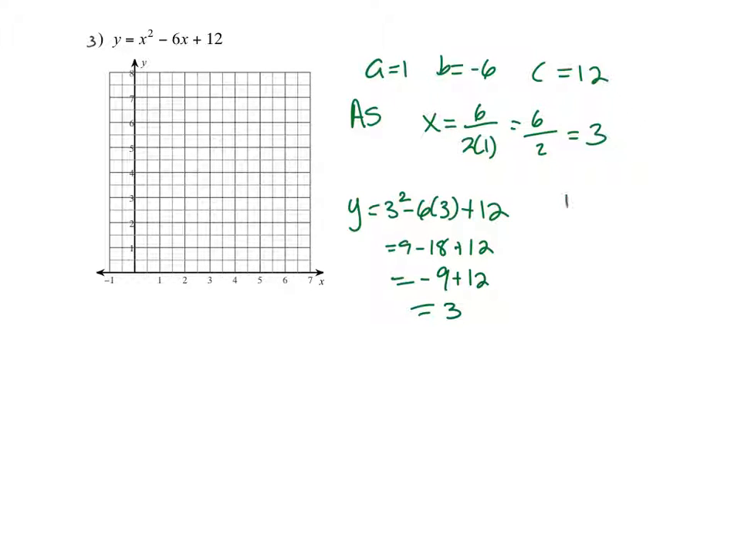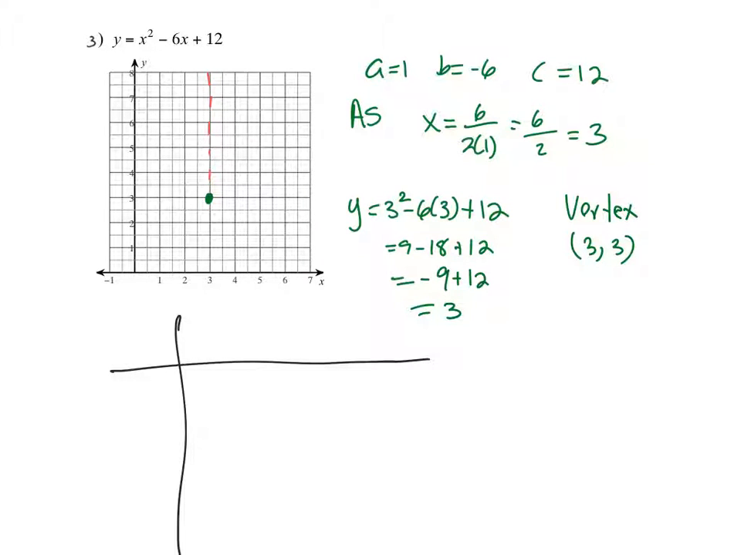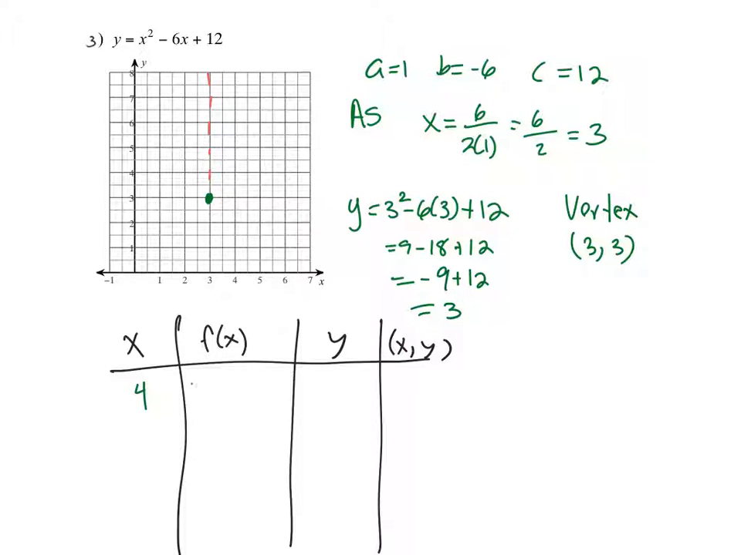So my vertex is the point 3, 3. Okay, so 3, 3 to this point right here. My axis of symmetry comes down here. Table: x, y. So I'm substituting 4. So 4 squared minus 6 times 4 plus 12.